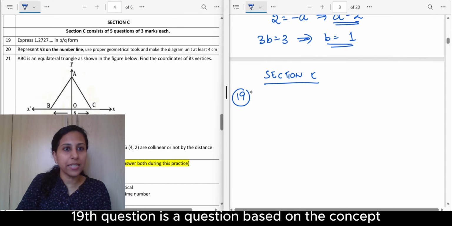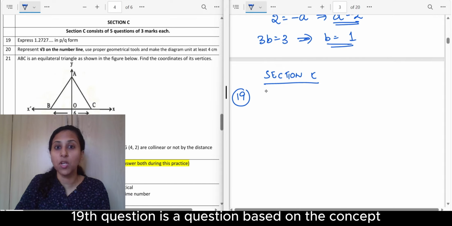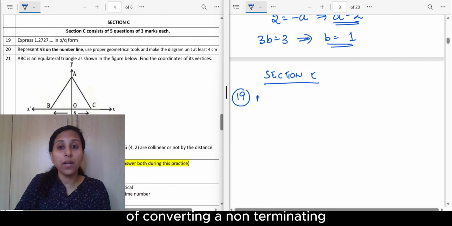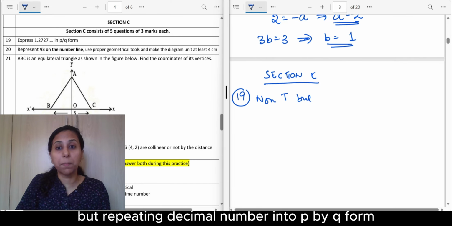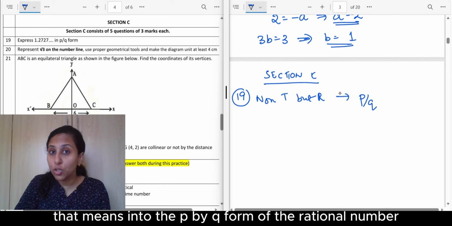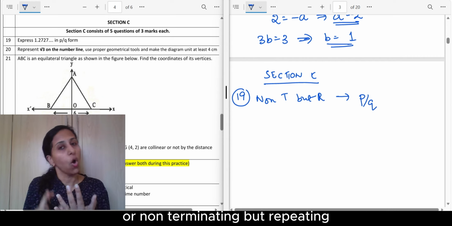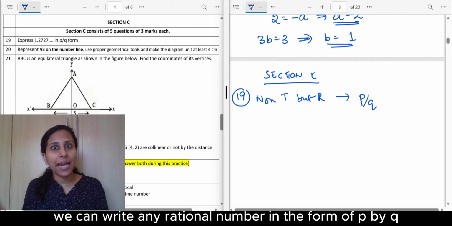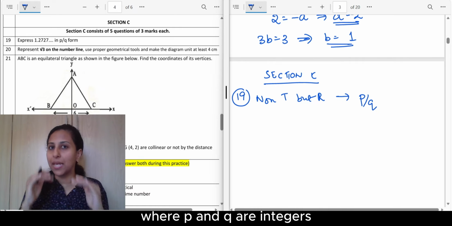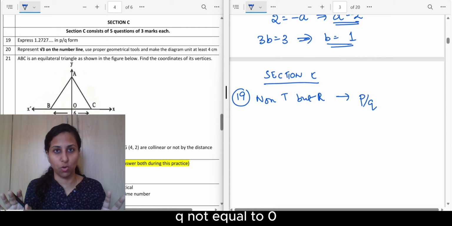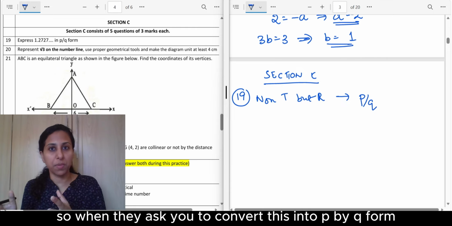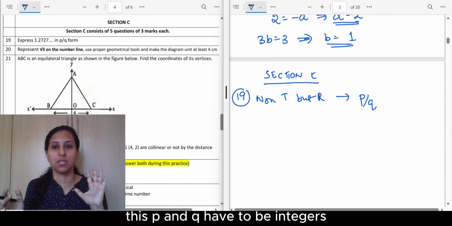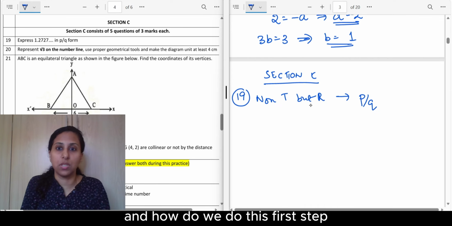19th question. 19th question is a question based on the concept of converting a non-terminating but repeating decimal number into p by q form. That means into the p by q form of the rational number. Remember, rational numbers could be terminating or non-terminating but repeating. But the rational number definition says that we can write any rational number in the form of p by q, where p and q are integers, q not equal to 0. So when they ask you to convert this into p by q form, this p and q have to be integers. And how do we do this?